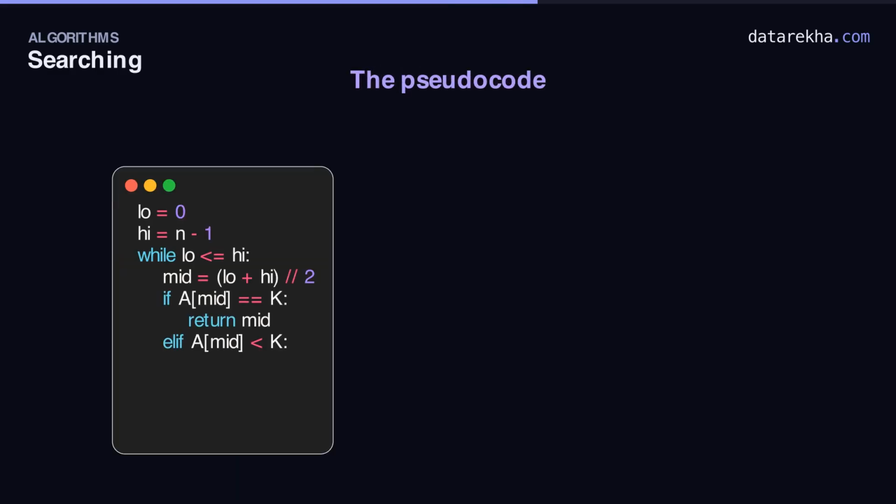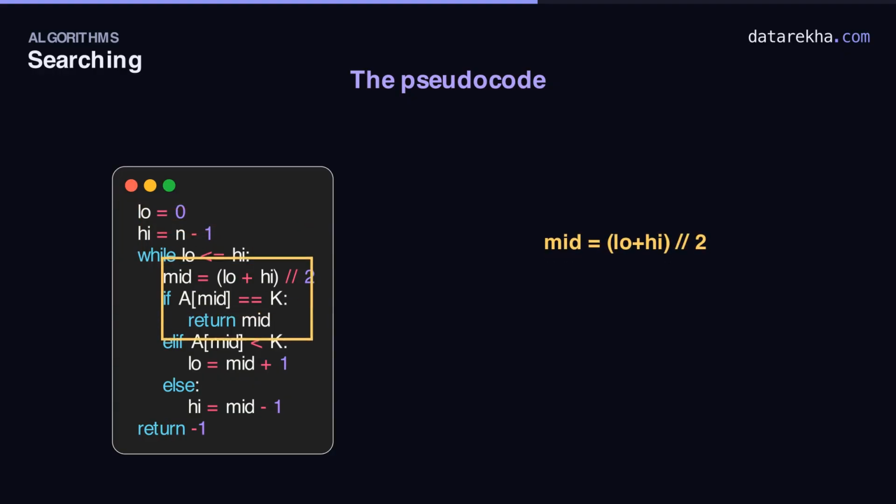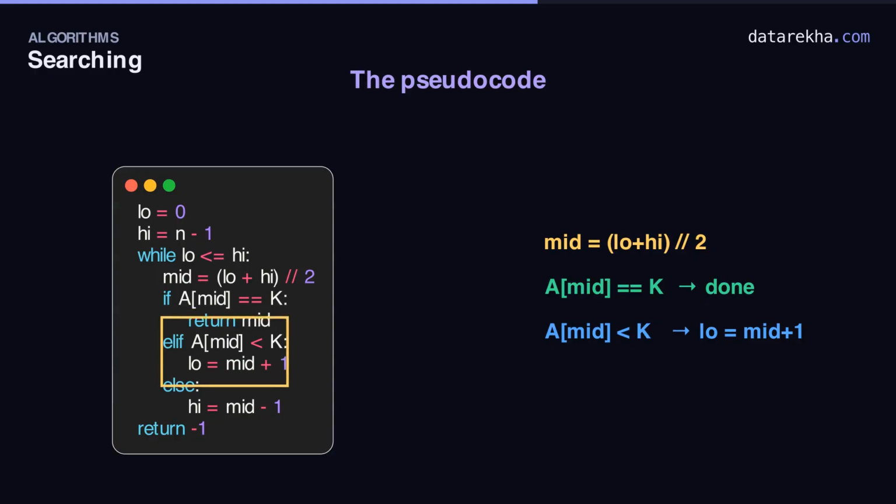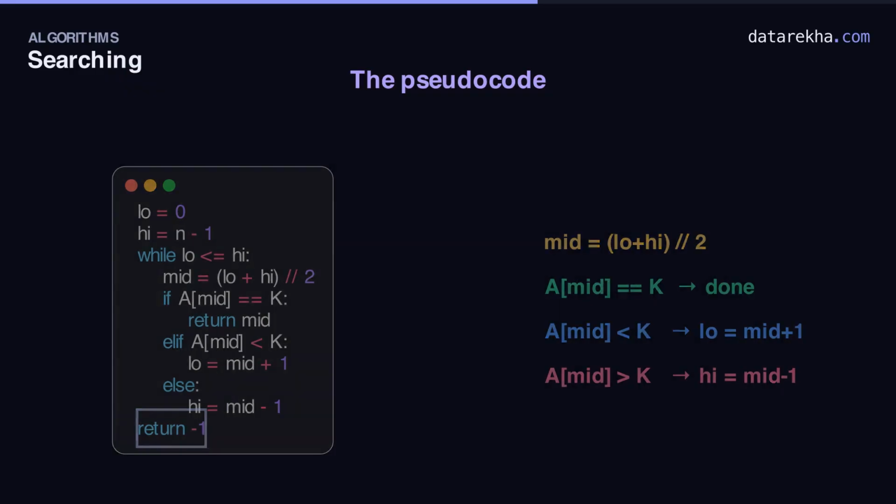Let's write it down cleanly as a loop. Low begins at 0, high at n minus 1. Then, while low is less than or equal to high, we keep going. Inside, compute mid with integer division, floor of low plus high over 2. Then 3 branches. If the middle equals the key, return that index, done. If the middle is too small, the key must be to the right, so move low up to mid plus 1. If it is too big, the key is to the left, so move high down to mid minus 1. And if the loop ever ends with low past high, the window is empty. Return minus 1, meaning not found.